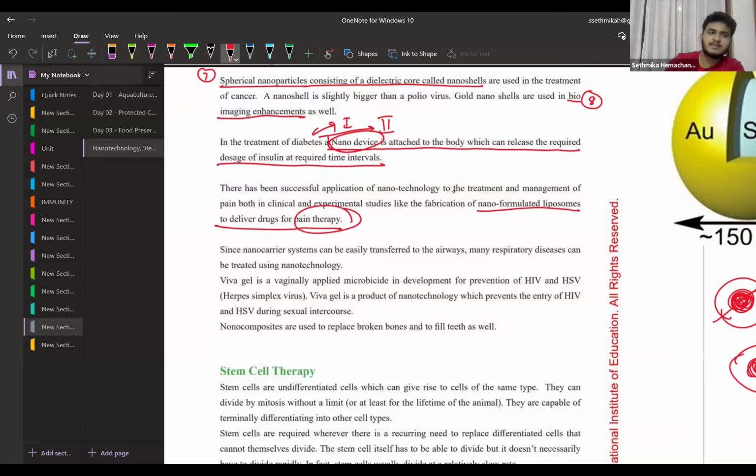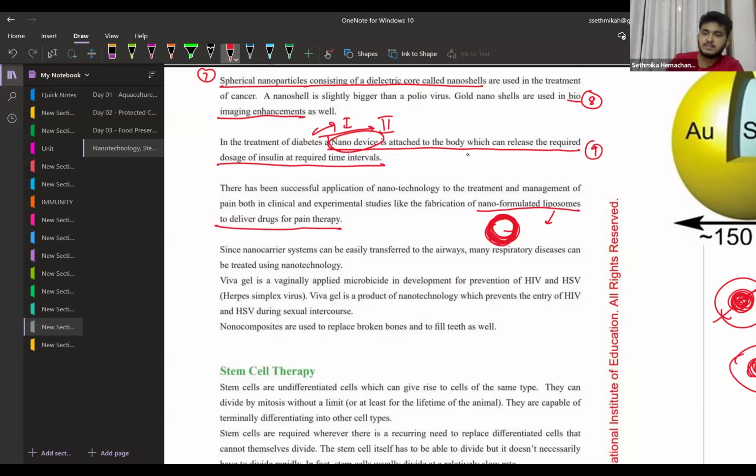In your body you get these pain receptors, right? So pain therapy is basically where the pain receptors are numbed. The pain receptors are understimulated. So these liposomes are basically nanoparticles made up of a lipid membrane, right? Liposomes are nanoparticles made up of lipid membrane, which is involved in this pain therapy, right?